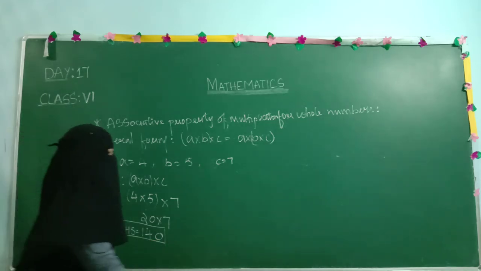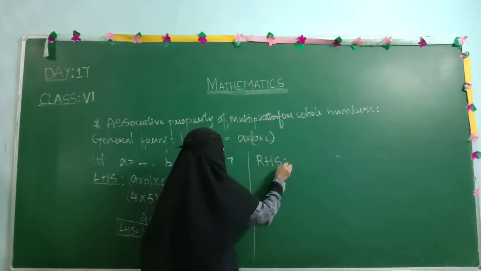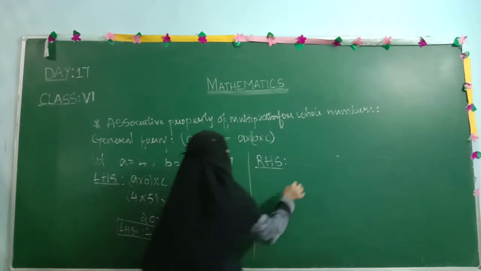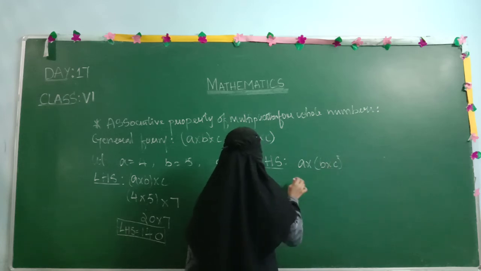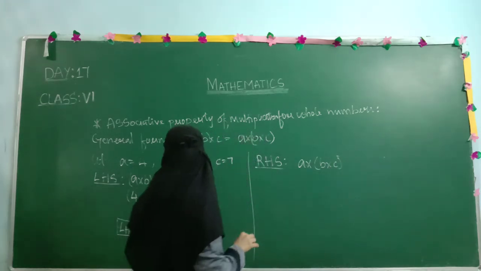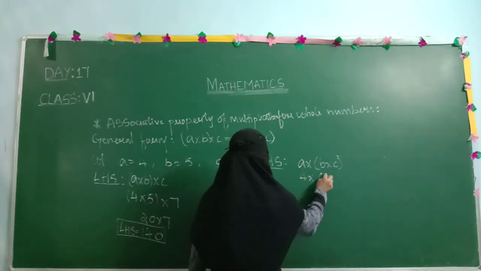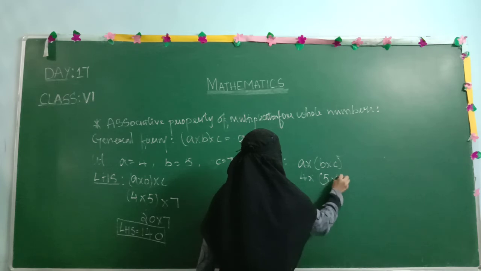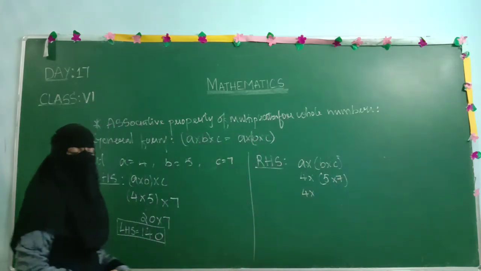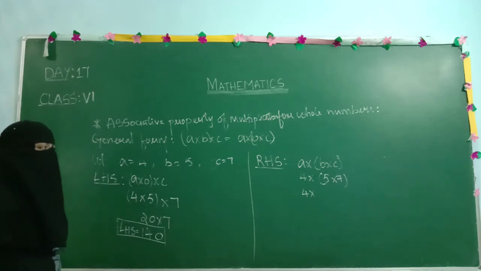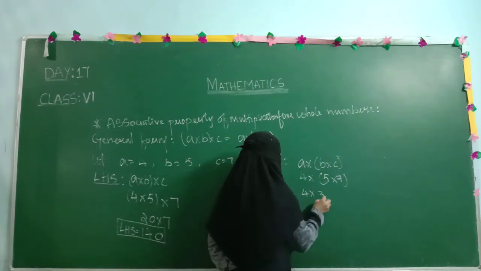Now we are going to check RHS. RHS stands for right hand side. What is the expression? a into (b into c). So again we need to substitute the values of a, b, c. a is 4 into b is 5 into c is 7. So 4 into, now first we need to solve the bracket terms, that is 5 into 7. 5 times 7 is nothing but 35.